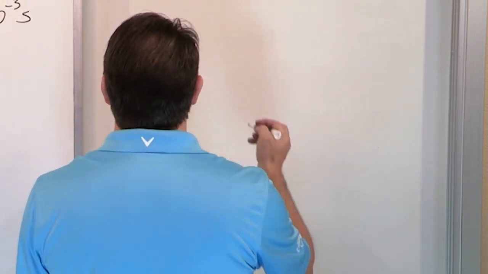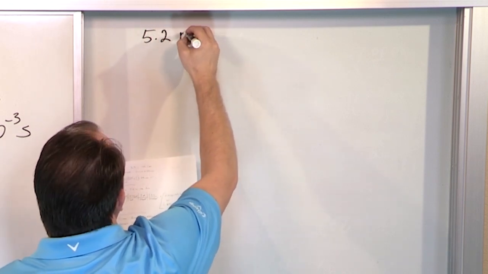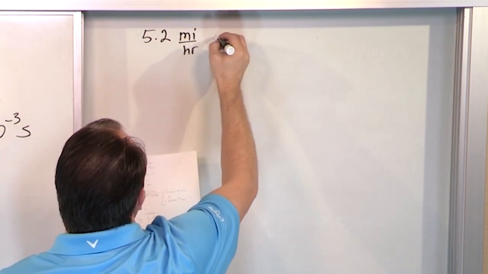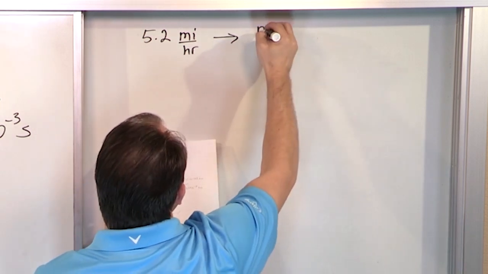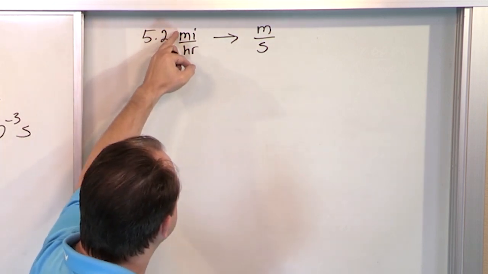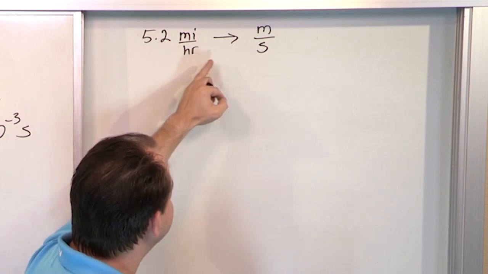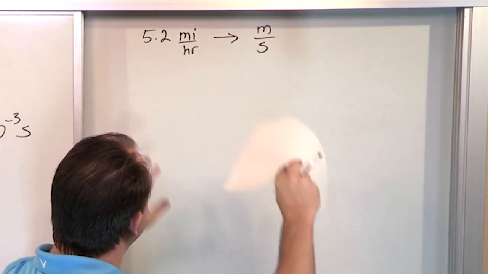All right, I only have 2 more. Let's do something more challenging. Let's say I'm going to convert 5.2 miles per hour, and I'm going to convert it into something crazy, like meters per second. Now, this one's even more complicated because I need to somehow convert the miles into meters, and also I need to convert the hours into seconds. So I have to work on both sides.